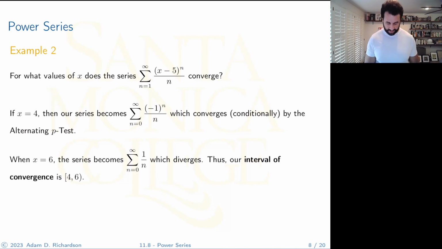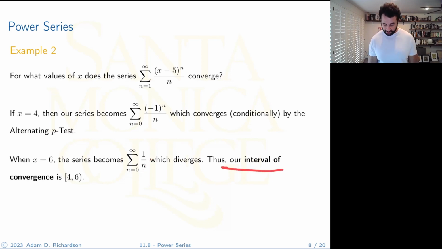Here we go. If x is equal to 4, then when I plug in 4 here, I'm going to get 4 minus 5, which leaves me with negative 1. This is the alternating harmonic series, which converges. It converges conditionally, but it converges by the alternating p-test. When x equals 6, this one we already did, right? When x equals 6, we get just the standard harmonic series, which diverges.